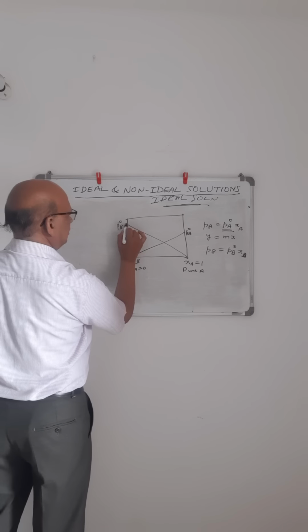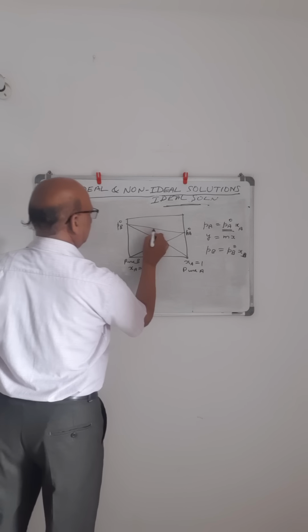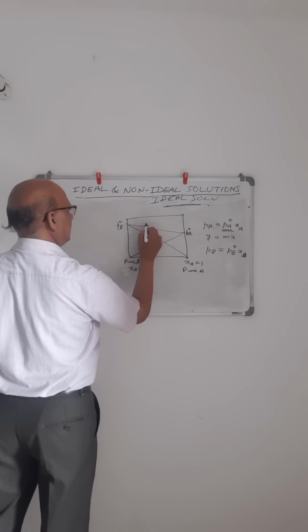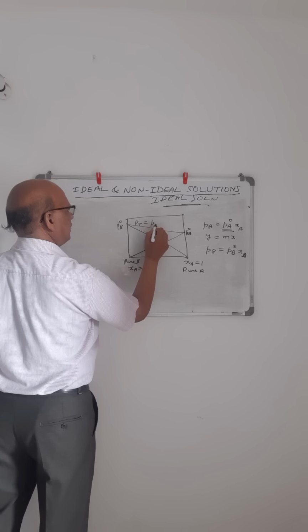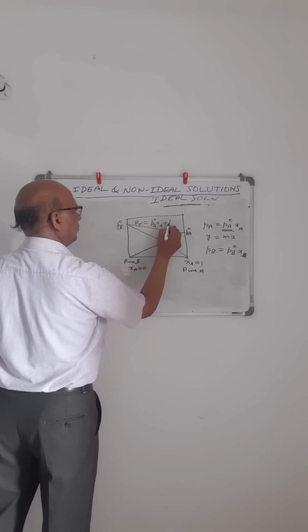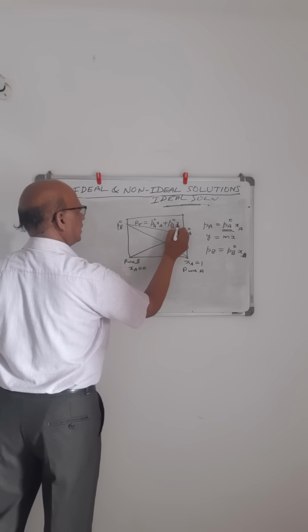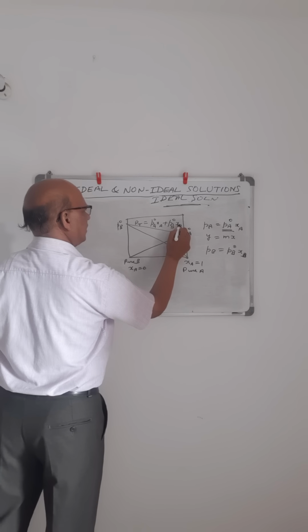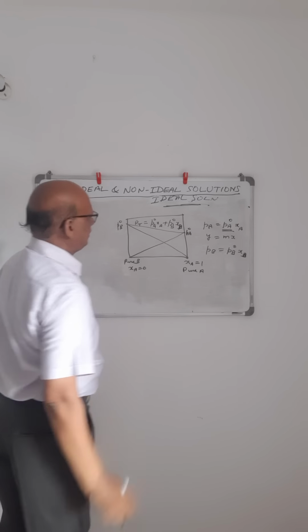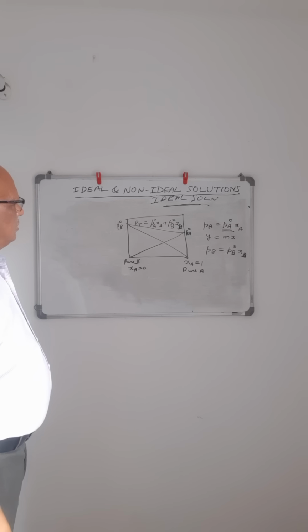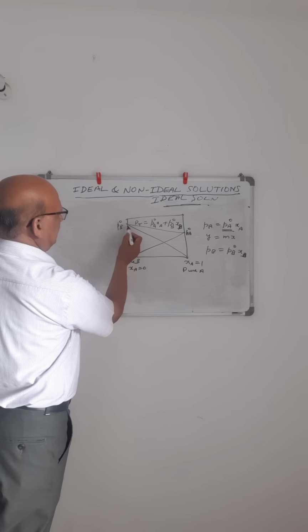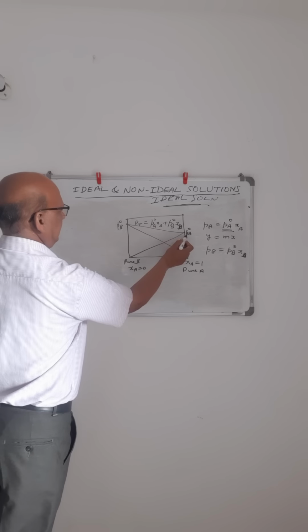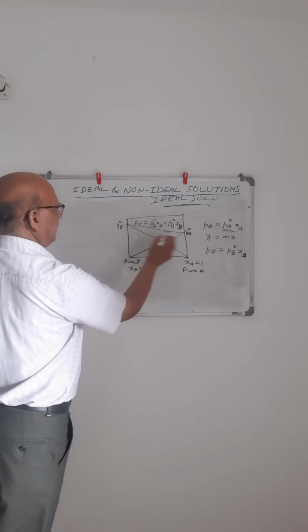And if I join these two points, this line will represent P total, that is nothing but PA naught XA plus PB naught XB. So by these lines, we can represent the ideal solution. And with this we see that B is more volatile than A because the vapor pressure of B is higher than A.